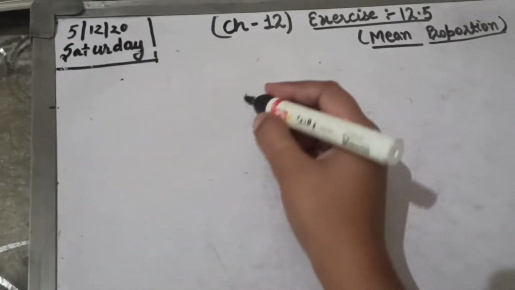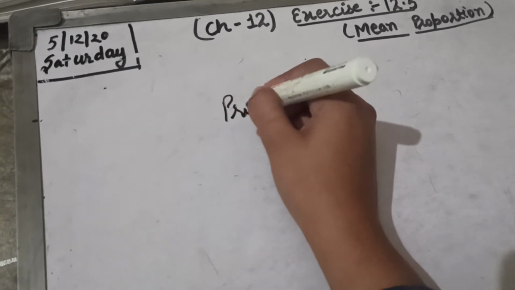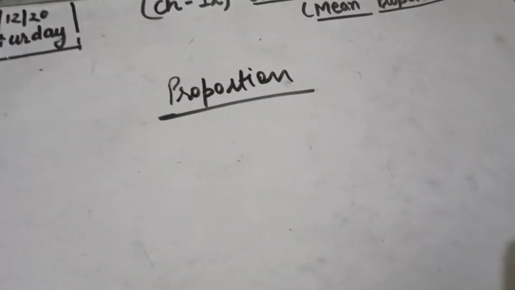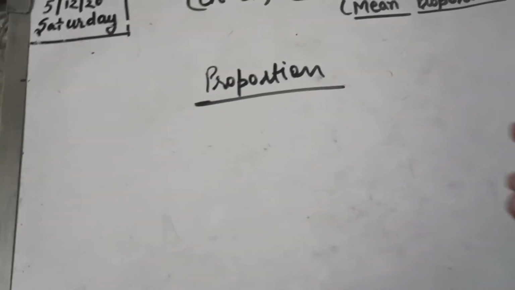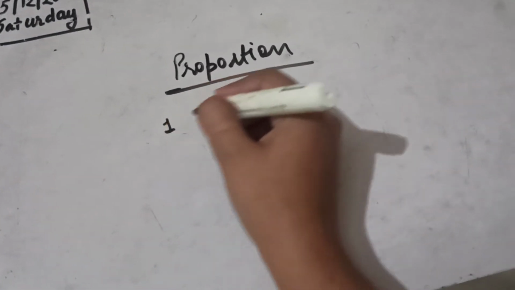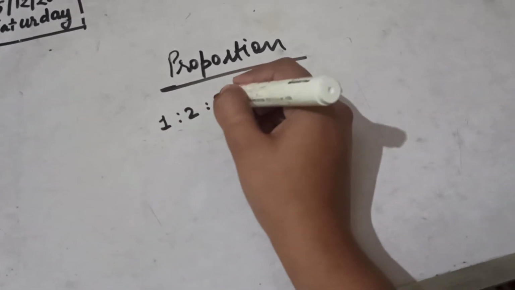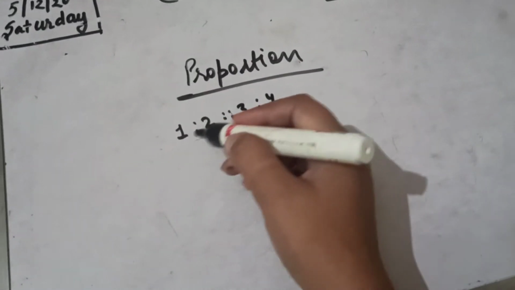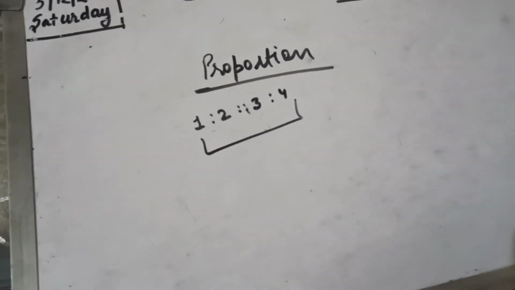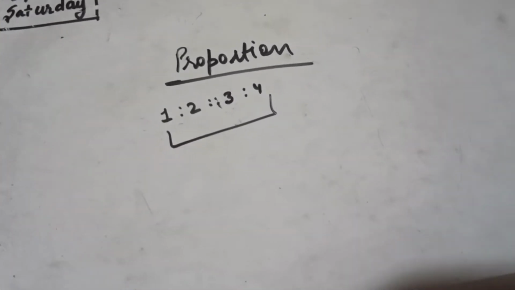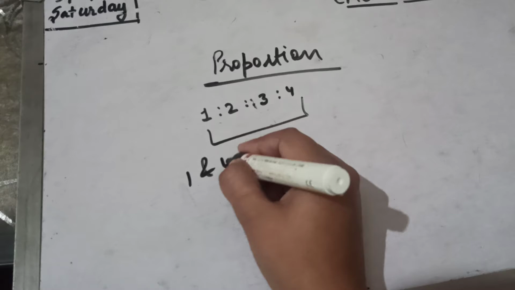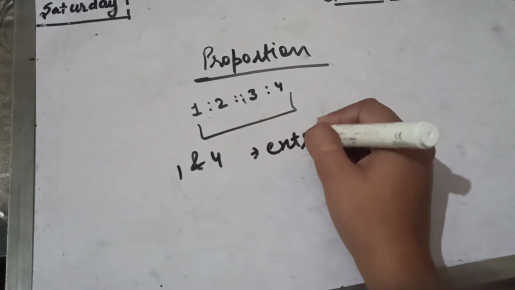There you learned about the proportions. Two ratios which are equal, they are in proportion. So in that proportion there are four terms: first, second, third and fourth, right? This first and fourth we call extreme terms.